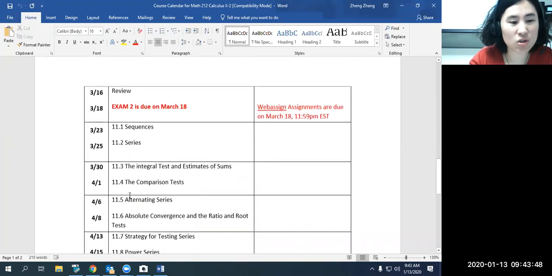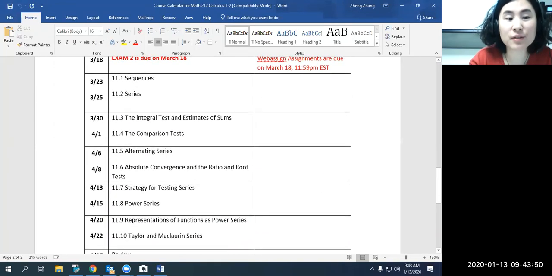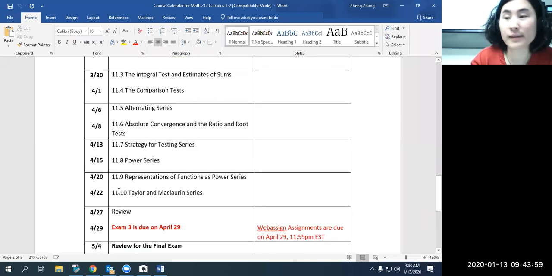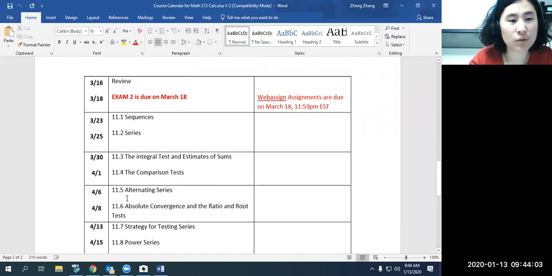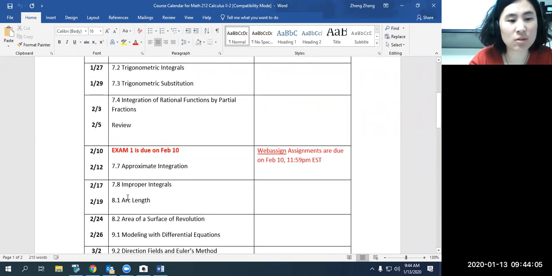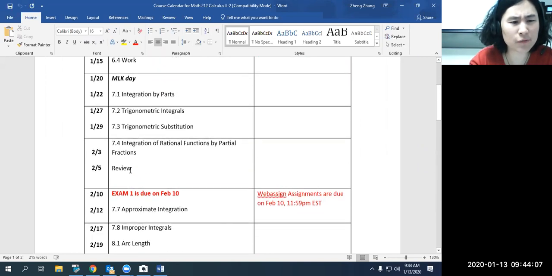And then we're also going to do chapter 11. This is a very heavy chapter and also a very important chapter. It's about sequences and series, okay? So this is our schedule for the entire Calc 2 class, you can see, okay? And also you'll see that we are having 3 exams, okay? The first exam is due on February 10th, okay?